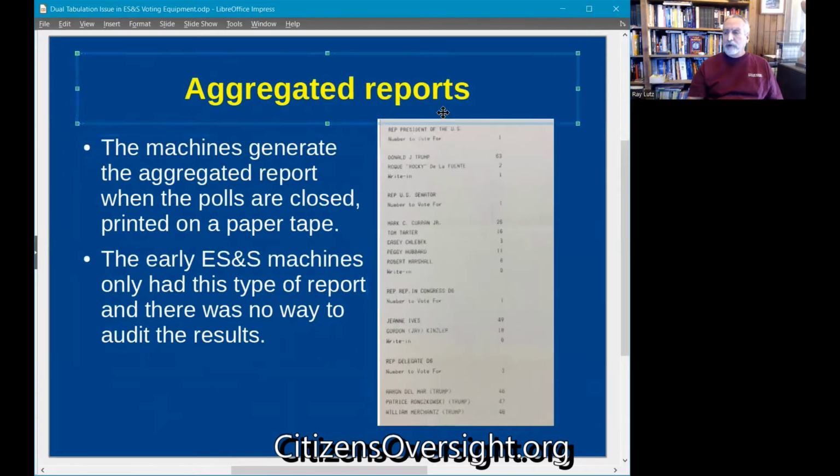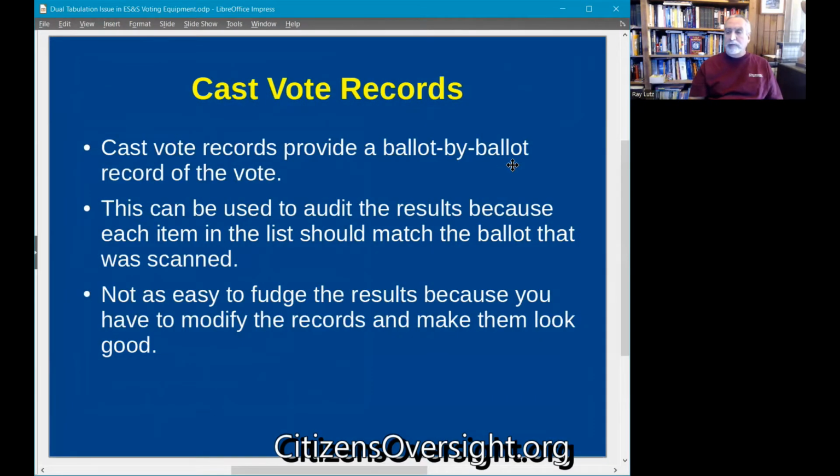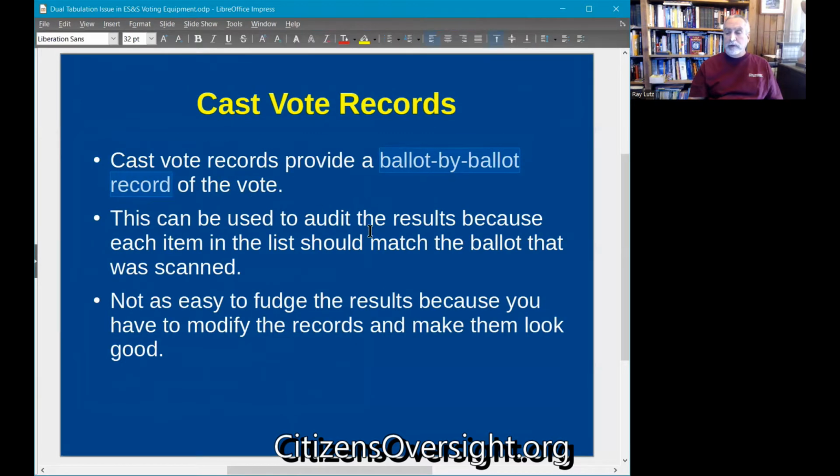So this type of report has no way to audit it, because you see the totals are every ballot already added up. However, the cast vote records provide a ballot by ballot record of the vote, and then you can use that to audit the results, because each item in the list should match the ballot that was scanned. Now this makes it harder to fudge the results, because you have to go in and modify those individual records. Not that it's a huge difference, but it is actually going to be harder.